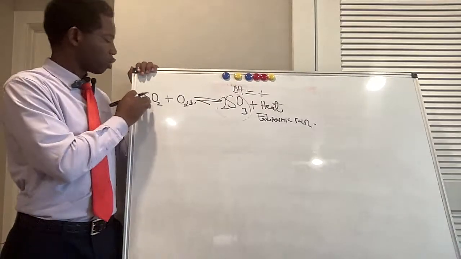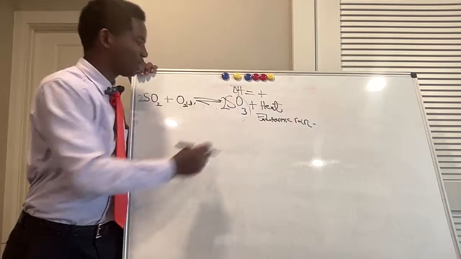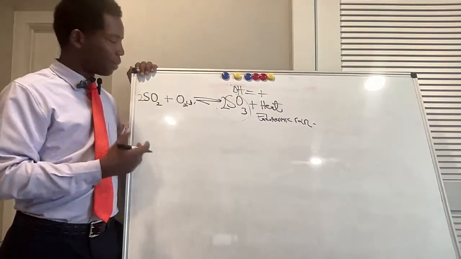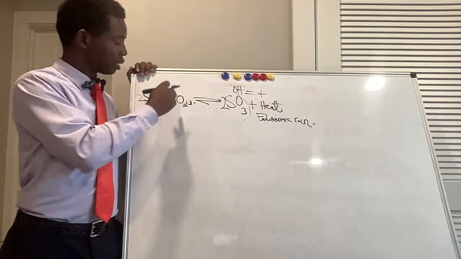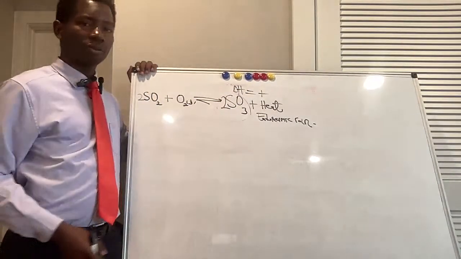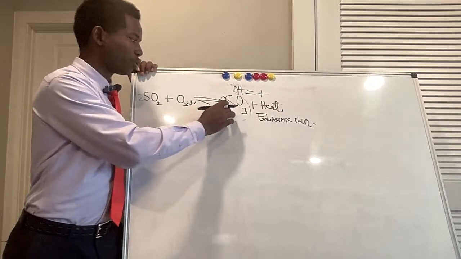Then when you increase the concentration of sulfur 4 oxide, more of sulfur 6 oxide will be produced. There are many ways. It depends on the one you want. When you increase the concentration of oxygen, sulfur 6 oxide will be produced too.